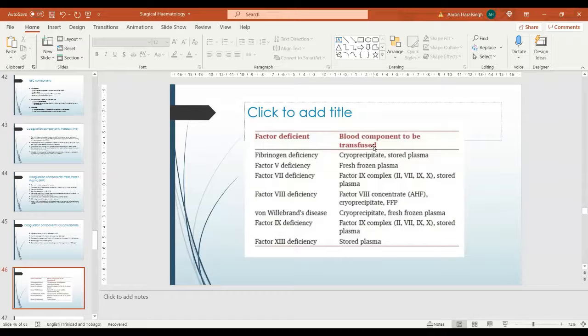So depending on what type of condition a patient might have, so if they've got factor 5 deficiency, you can use FFP. If they have factor 8 deficiency, it's better to use your factor 8 concentrate. But if it's not available, you can use cryoprecipitate or FFP. If you've got von Willebrand disease, again, you can use cryoprecipitate, that's the first line. If not, you can use FFP. For factor 9 deficiency, you can use the factor 9 complex, or you could also use stored plasma.